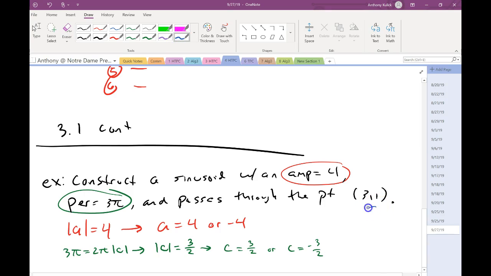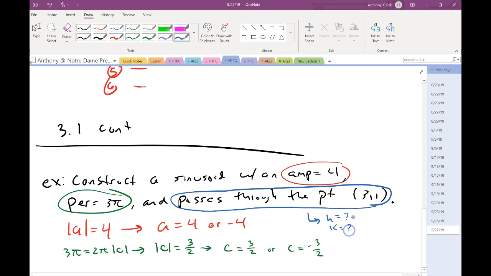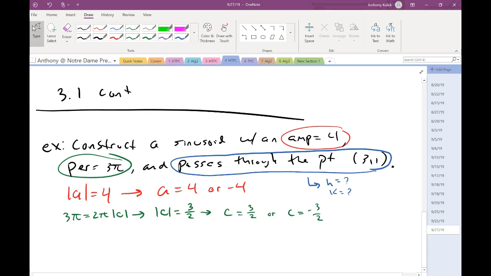Now the last piece of information, the fact that we want the function to pass through this point, this somehow has to tell us the values for h and for k, as well as giving us some idea of whether these A's and C's should be positive or negative. Everybody okay with that plan? Okay. So, in this sort of situation, there's two ways to approach this. You can do it the hard way or you can do it the easy way. Let's do it the easy way.